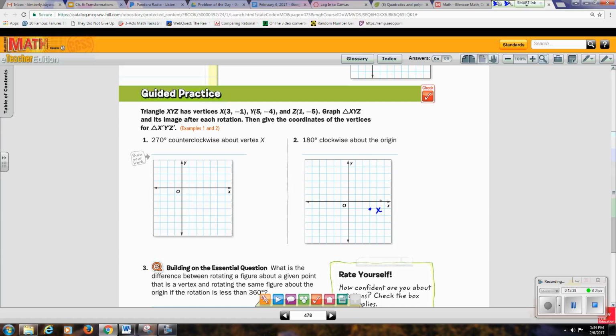1, 2, 3, 4, 5. 1, 2, 3, 4. Okay, and Z is at 1, negative 5. So 1, 1, 2, 3, 4, 5. So there's X, Y, Z. And we're doing a 180 degree rotation. So X prime, Y prime, Z prime.